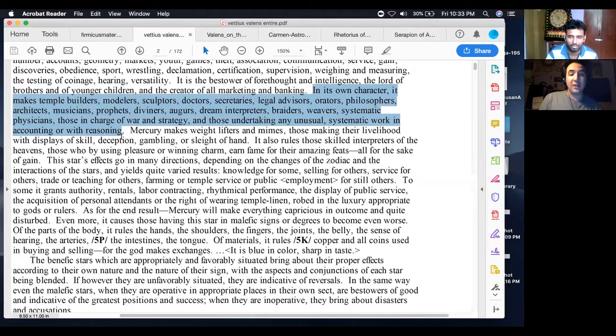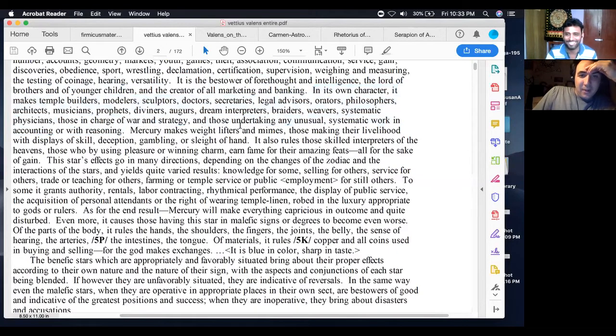Those in charge of war and strategy. Strategy is definitely Mercury, whereas Mars is let's just go and kill people. Mercury says no, we have to plan how we're going to kill people. Yes, exactly. Mercury plans how to kill. Undertaking anything unusual, super important. Mercury is about innovation. Wherever Mercury is, you will find something innovative and ingenious if it's poised to give that. But everyone has that to a certain extent in their life, even if it's something minor.